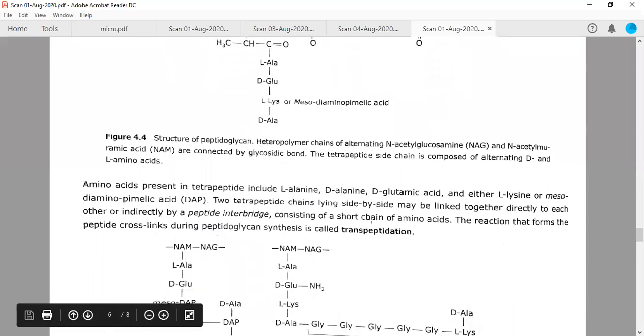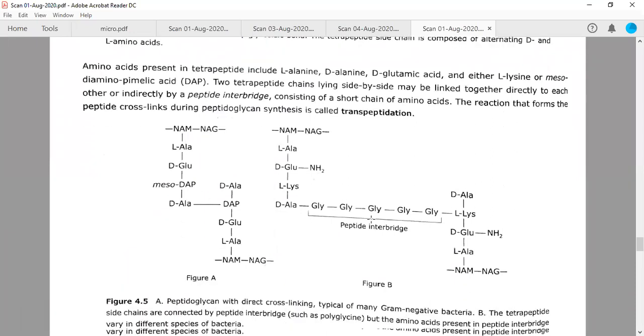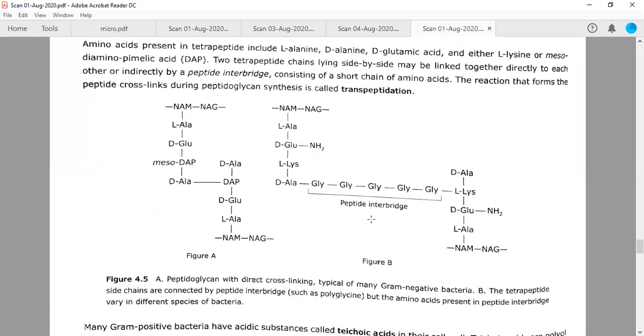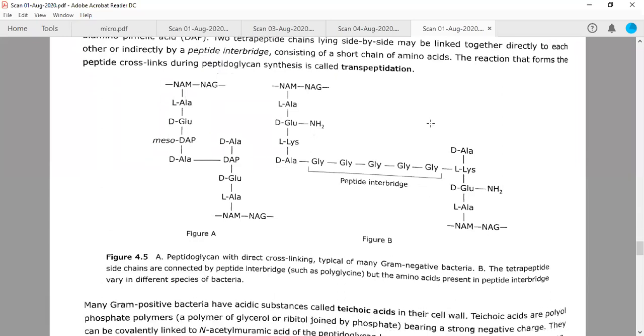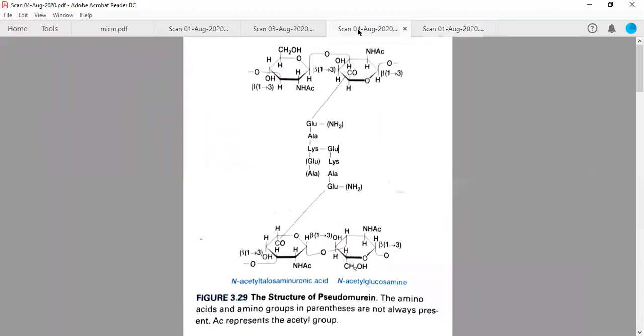So what is the procedure? How is this synthesized inside the bacterial cell? Let's discuss that because this we have already discussed. This step is called the transpeptidation step. In many gram-positive bacteria, there is an acidic substance present which is called teichoic acid. So let's see what this teichoic acid is. This is also important.